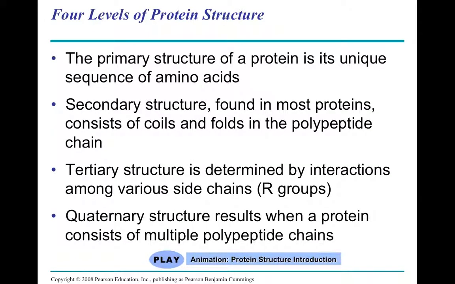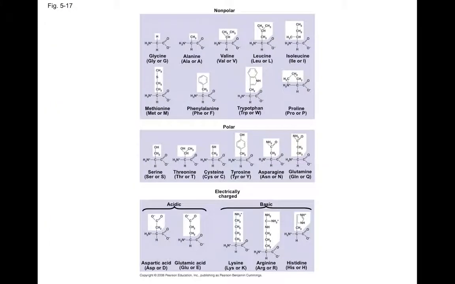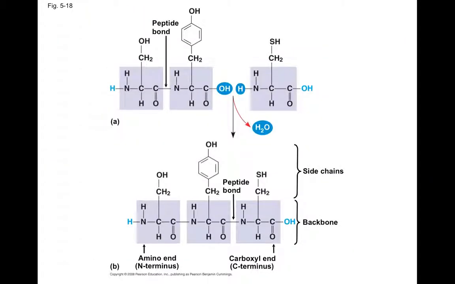And so then we'll move on to tertiary structure. So primary is the sequence, secondary is the little shapes that they make together, and then tertiary is determined by the interactions among the various R groups. So here are all the R groups, like you remember. Like we talked about before, you have the nonpolar, polar, and charged R groups. So like I said before, depending on how they're interacting with each other, that's going to determine how the protein is going to take shape.